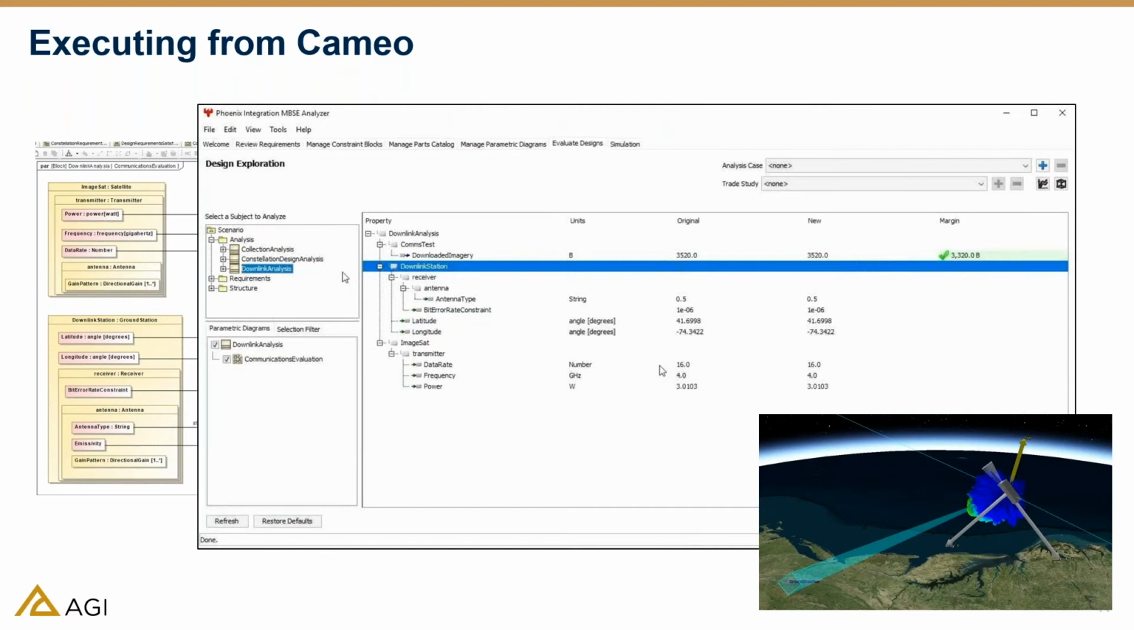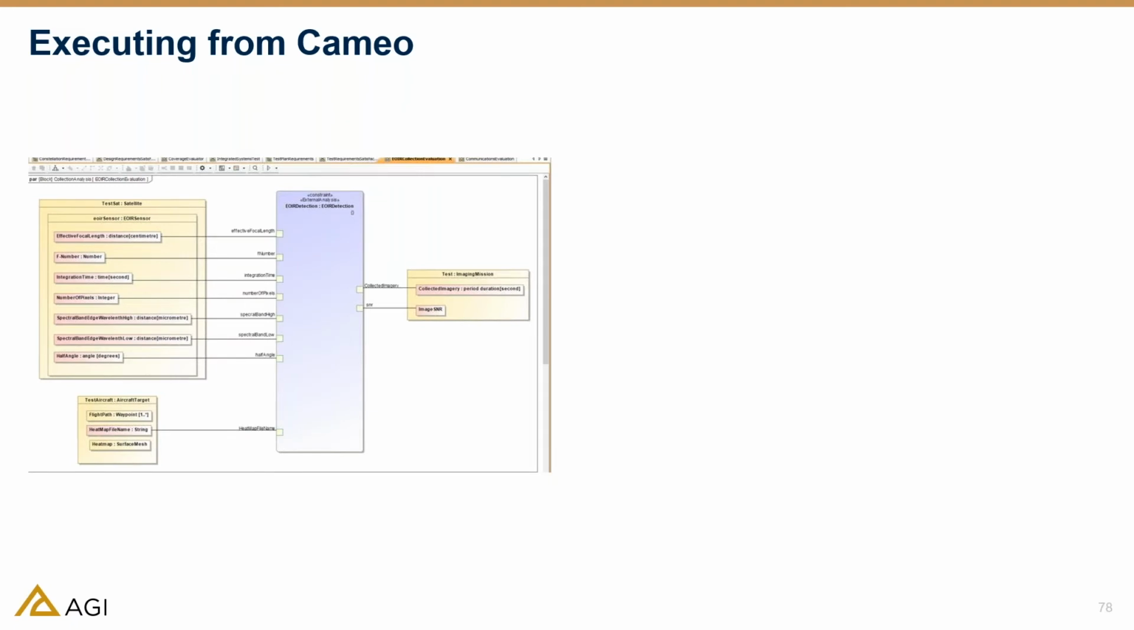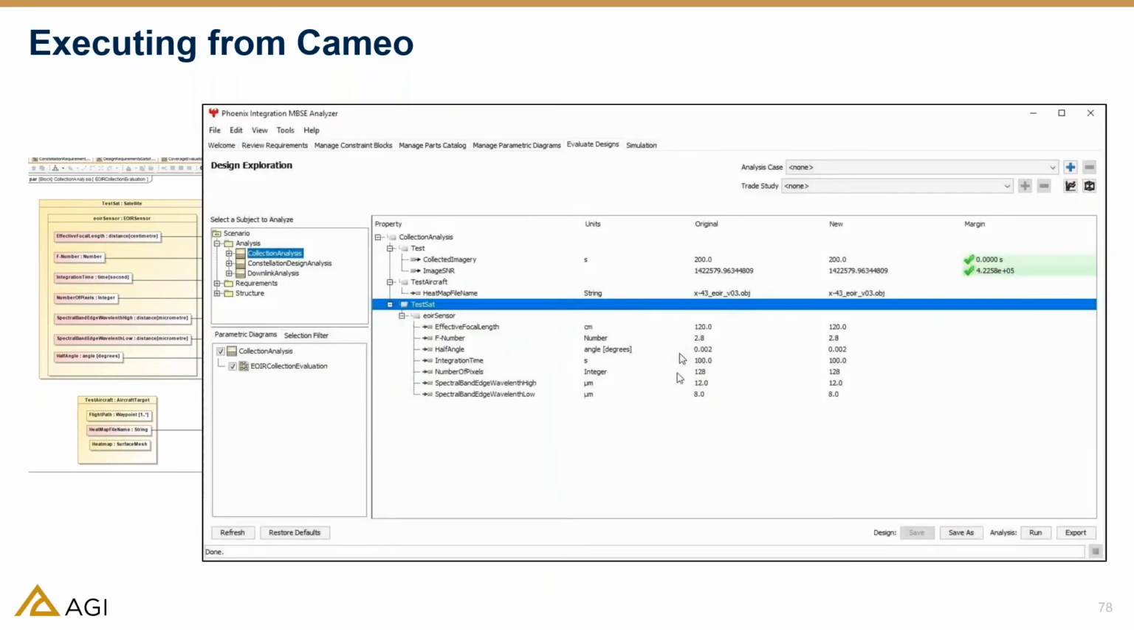The second vignette or use case that Jeff was talking about was for the EOIR detection. So we can go ahead and tie that integrated workflow into the second parametric diagram here, doing the same procedures that we've shown before in the previous webinars. Fast forwarding to the very end, we have a collection analysis on this one where we have a requirement on collected imagery and the image signal to noise ratio.